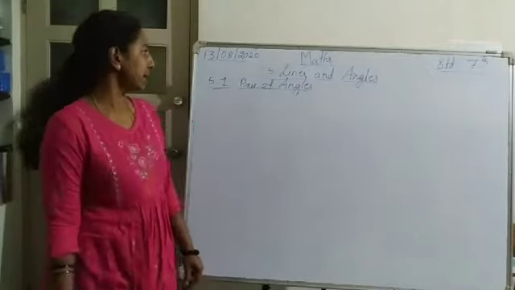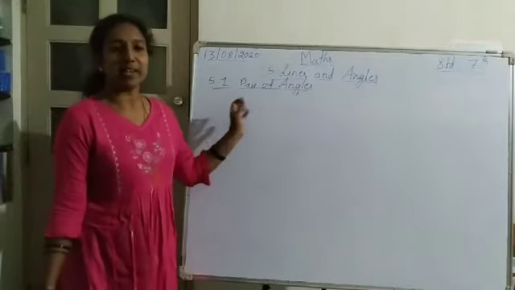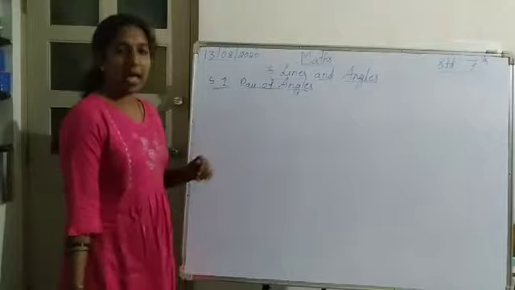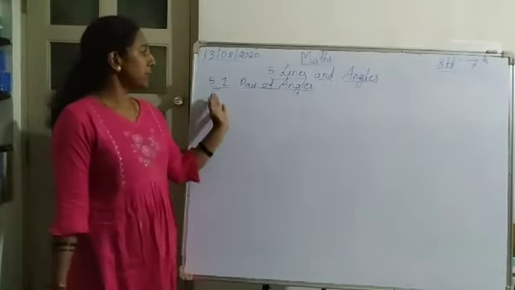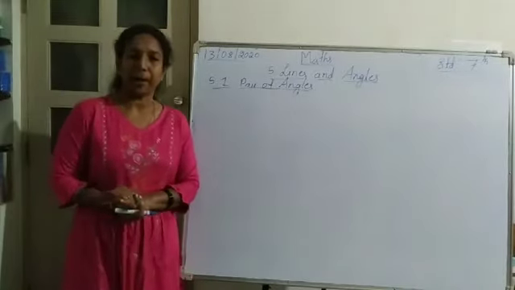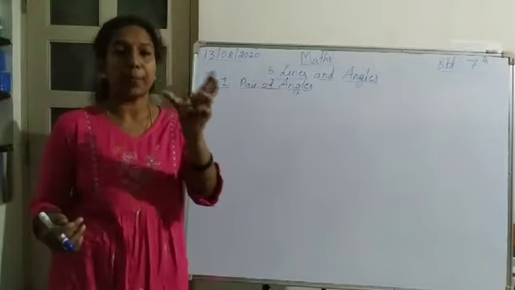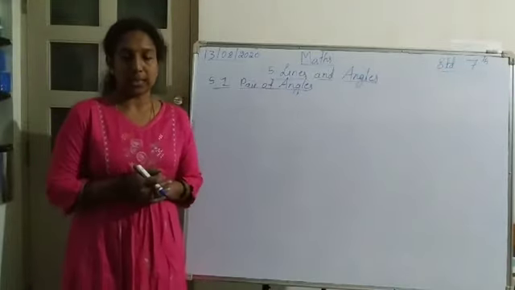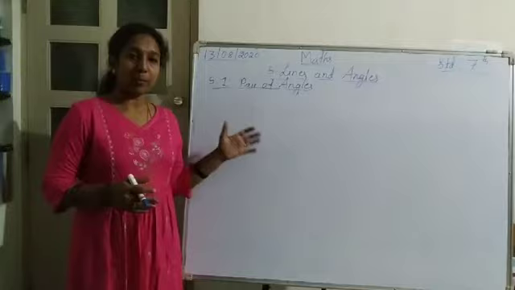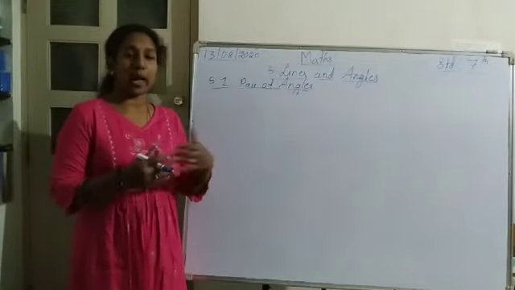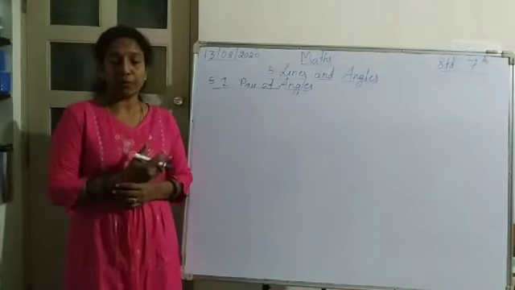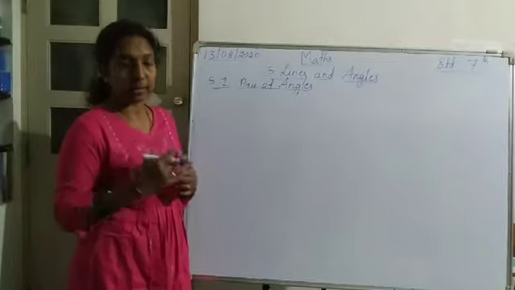Good morning, children. Today we are going to start the new lesson, lines and angles. In the first part we are going to learn about the pair of angles. The name itself says pair. Pair means two angles. So now we are going to learn about the different types of pairs of angles.